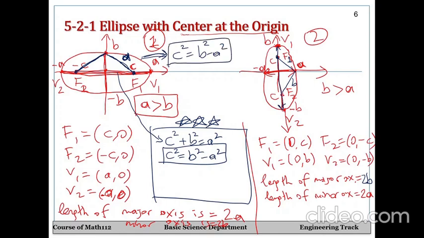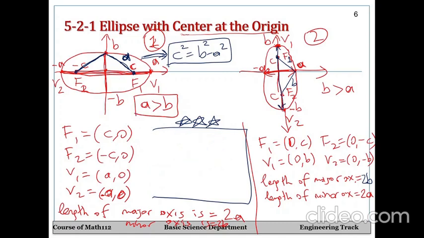Okay. Now the same thing is true for the other. I will do the same thing here. And now if you apply the Pythagorean for this triangle, you will say c squared plus a squared is equal to b squared. And now c squared is equal to b squared minus a squared.